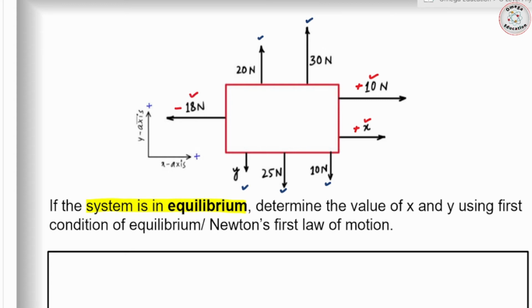Similarly, the forces in the upward direction are taken as positive. This is another convention. This one would be positive, this one would be positive. Forces downward would be considered negative.